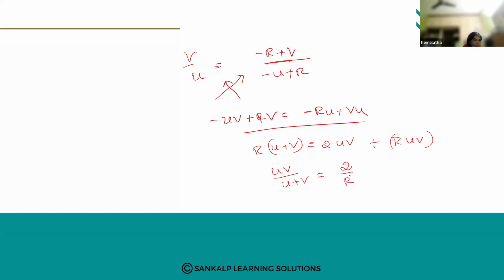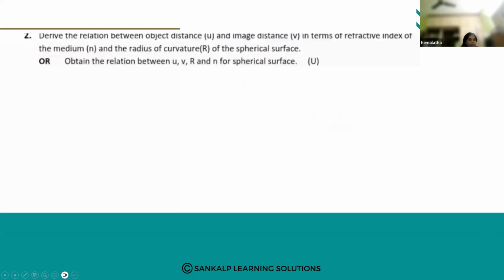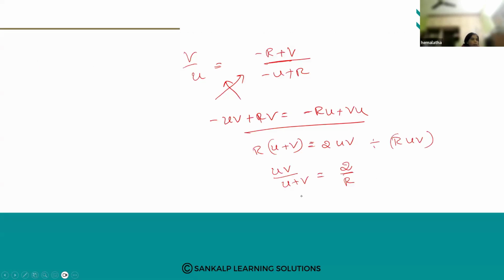Now let us separate this. So it is UV divided by U plus V, that is nothing but 1 by U plus 1 by V. If you separate, 1 by V plus 1 by U. So 2 by R is nothing but 1 by F. So 1 by V plus 1 by U is equal to 1 by F. This is the equation. Finally, we derived the mirror equation.